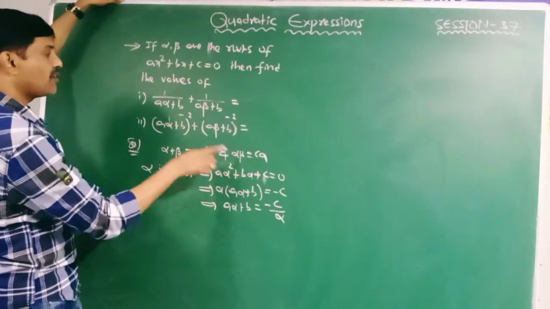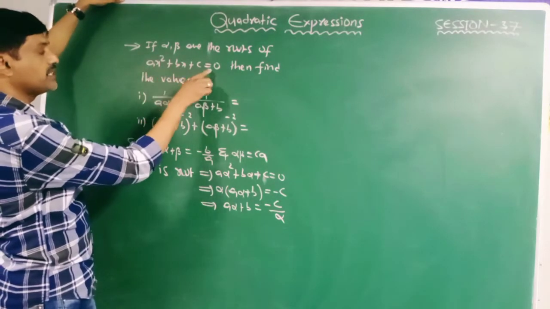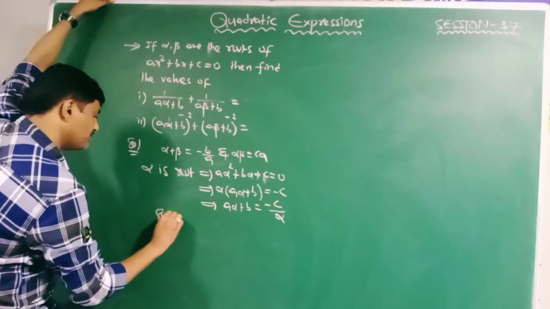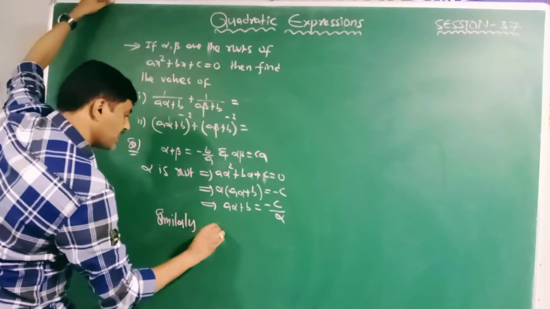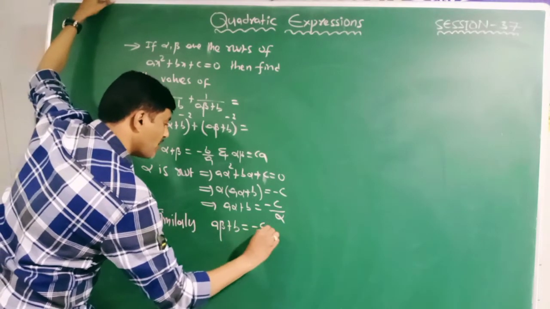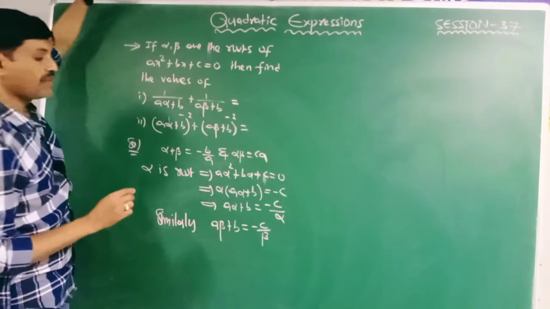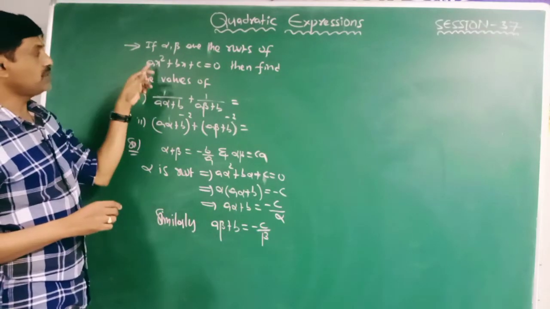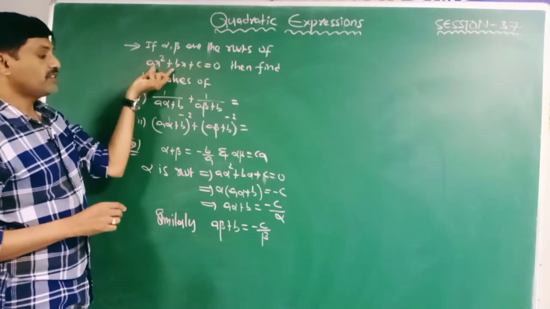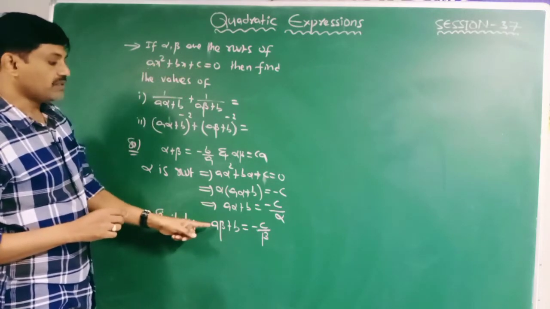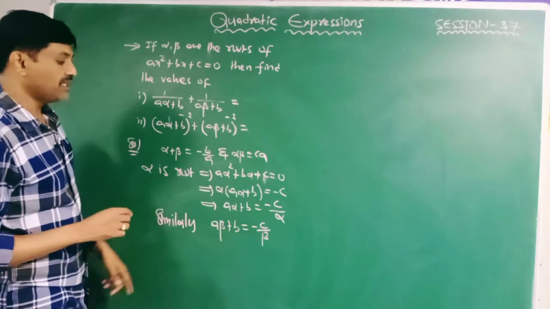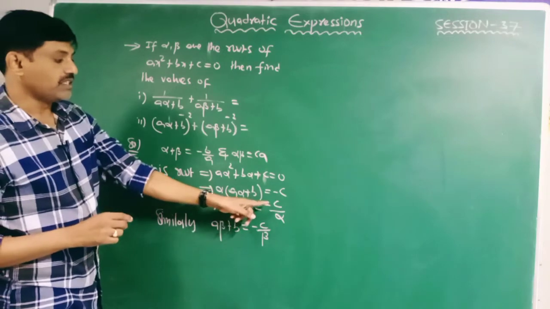Similarly, beta is also a root of ax square plus bx plus c is equal to 0, so similarly a beta plus b is equal to minus c by beta, because beta is a root, a beta square plus b beta plus c is equal to 0. First two terms beta is common, therefore a beta plus b is equal to minus c by beta. And a alpha plus b is equal to minus c by alpha.